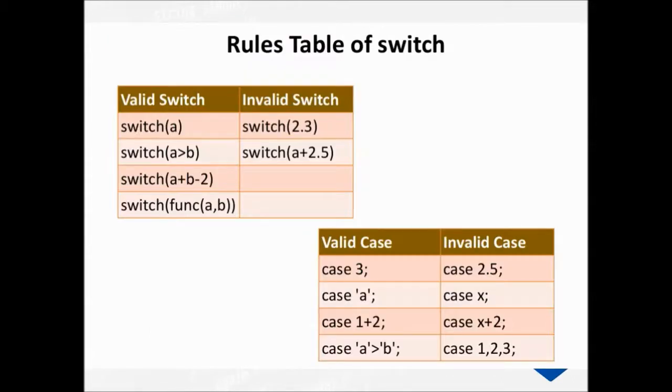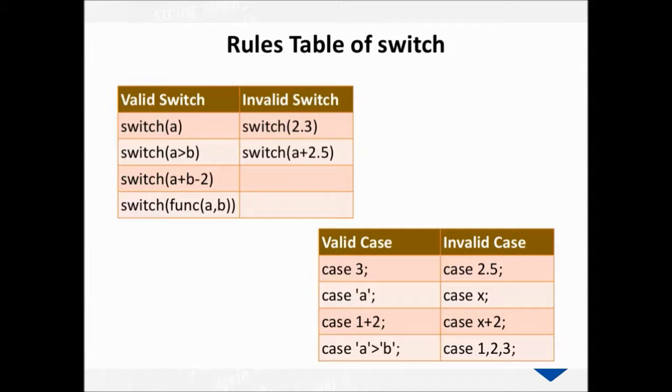So here is a rules table for the switch statement. In this table we have valid switch statements and invalid switch statements. In valid switch statements we have switch A greater than B, switch A plus B minus 2, switch function A into B. And in invalid switches we have switch 2.3 or switch A plus 2.3. So this table tells us that we are not allowed to use point numbers in switch statements.